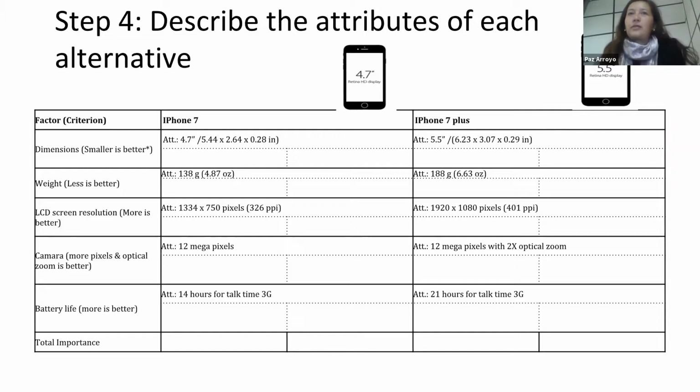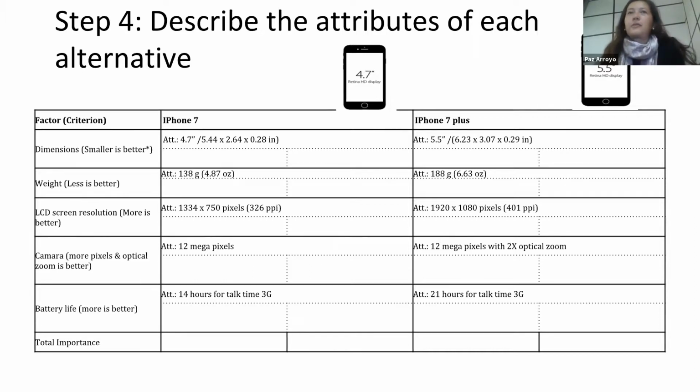So here in the attributes, we say the size of the iPhone is 4.7 or 5.5 inches in diagonal. The weight is in grams. The screen resolution we measure by pixels. And the camera is measured by the pixels it has, plus the optical zoom. And then the battery life in terms of the hours that I can talk with 3G.